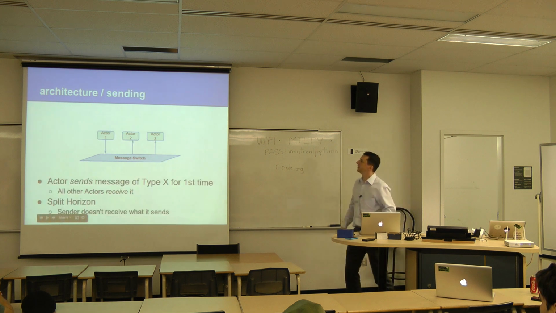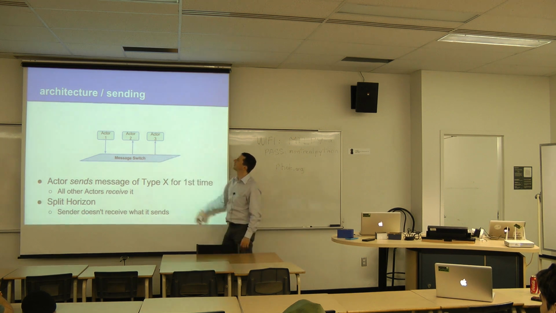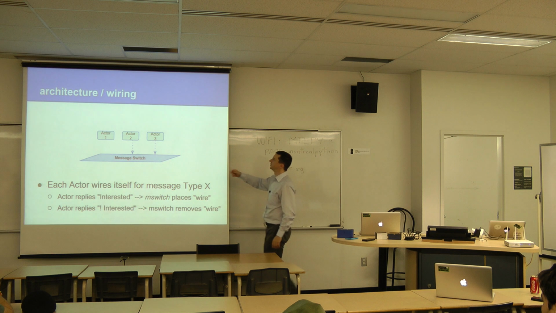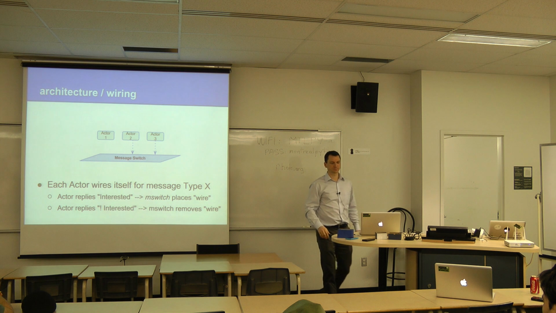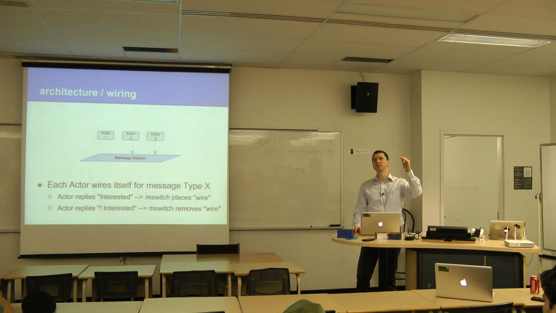So, sending the first message, everybody receives it. Everybody receives a message of type X, and afterwards the actors which are interested in the message reply back to the M switch saying, I'm interested in message X, or I'm not interested in message X. So instead of going in your code and saying I'm interested in X, Y, Z, all those messages up front, you basically say, the first time I receive a message of type X, I'm either interested or not.